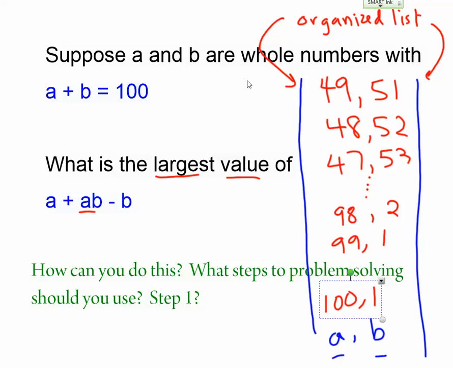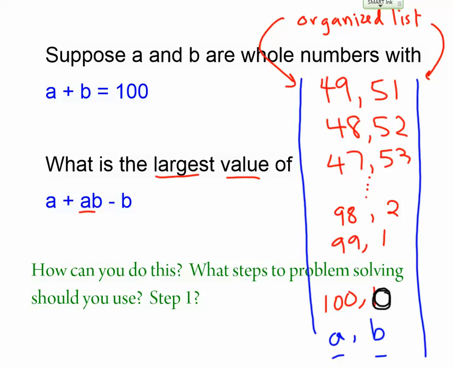100 and 0. And when you get to 100 and 0, you can't have anything else, because if this is 101, I don't have a whole number that I can add to 101 to get 100. So this is the extreme of the two numbers being the furthest apart, and this is when they're closest together. Remember, we can't have 50 and 50 because the variables are different.